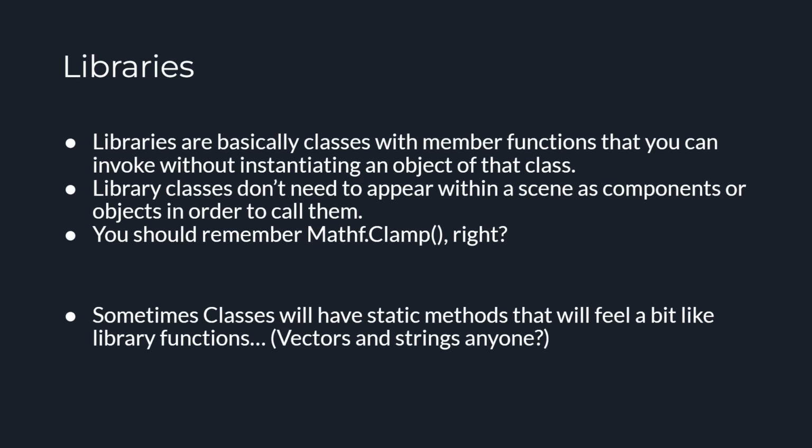You should remember mathf.clamp, for example. This capital implies, yep, we're talking about a class here. And then there's some function within the class, and it turns out that's a static method of a static class, right? Sometimes classes will have static methods that feel a little bit more like library functions. So vectors are kind of an interesting example, strings as well, where we did say vector2.distance, or we could say string.compare. We're not referring to a particular string, but we're performing an operation on things that normally we do create instances of. We do normally create vectors and so on.